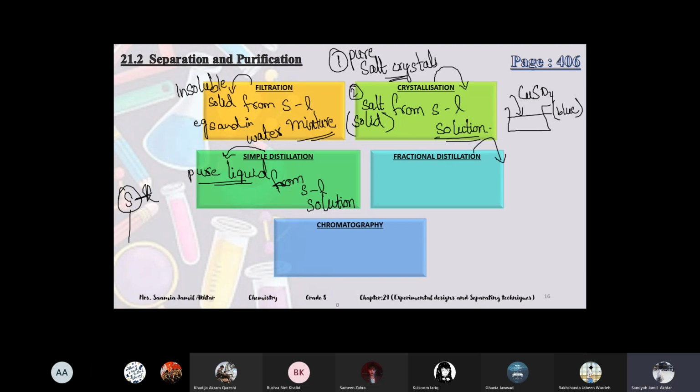Fractional distillation is to separate liquids, okay, different liquids from miscible liquids. Miscible means totally mixed with each other. We have two or three or more liquids which are completely mixed with each other. You cannot see the difference, like in oil and water, you can actually see the layers. They are separated layers of oil and water.